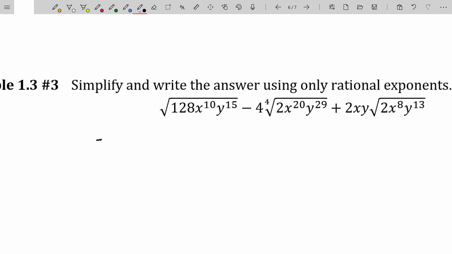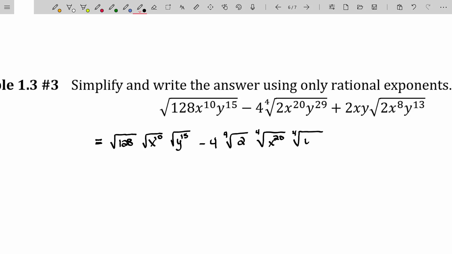Remember, this expression we want to say is equal to something, so I'm going to say that's equal to. Again, I'm breaking this up: the square root of 128 times the square root of x to the 10th times the square root of y to the 15th minus 4 times the fourth root, be very careful about that, of 2 times the fourth root of x to the 20th, and then times the fourth root of y to the 29th.